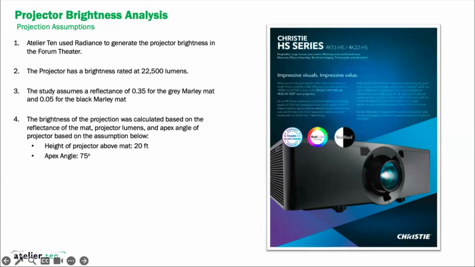And then the ultimate thing in this study is to identify what the brightness of the projection is going to be at the floor surface. This depends on a lot of factors, which is the brightness of the projector, obviously, but also the height of the projector above the mat. So it was located 20 feet above the mat and had an apex angle, which is just the projector's angle to the edge of the Marley mat, of 75 degrees.